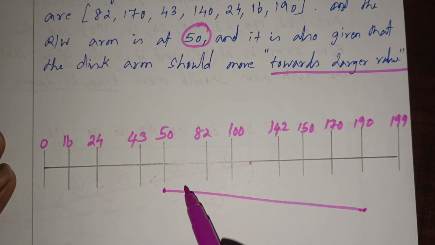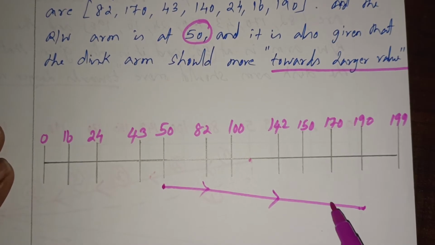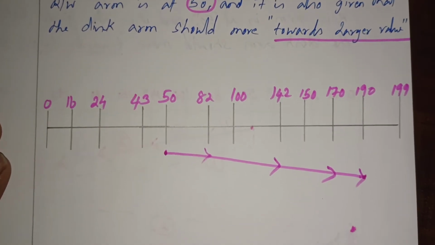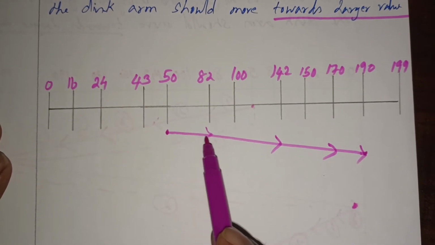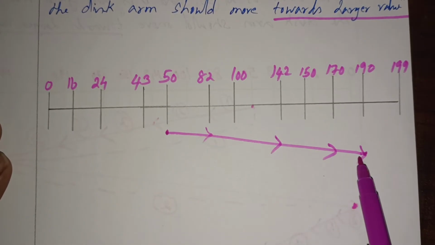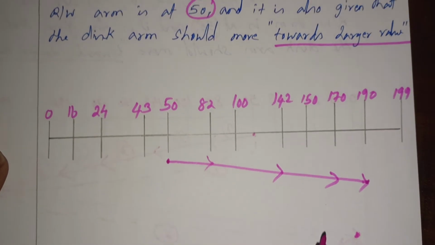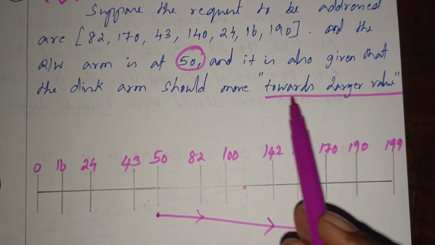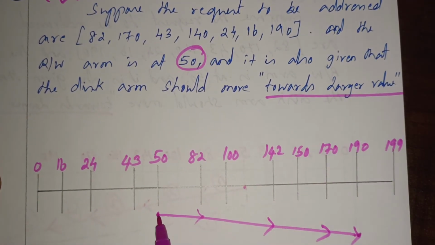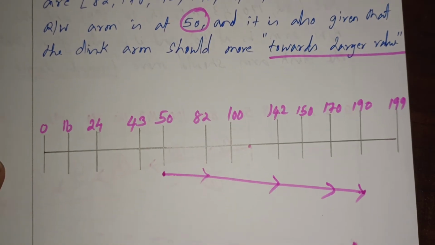So what are all the requests we made here? That is 82, and then we have 140, so we have 170 and we have 190. So it is serving all the other requests which have been made. It is not stopping anywhere. It is serving the requests and stops at 190. It will always move towards the larger value. When we compare from 50, the larger value is not 43, it is 82, and it is moving towards 190.